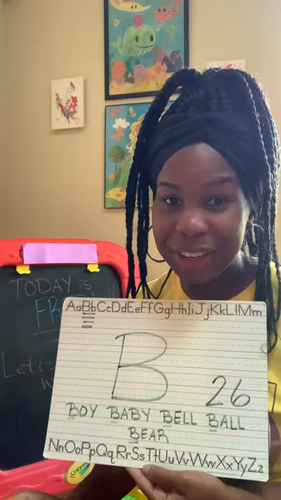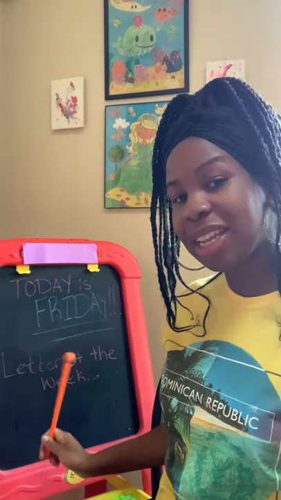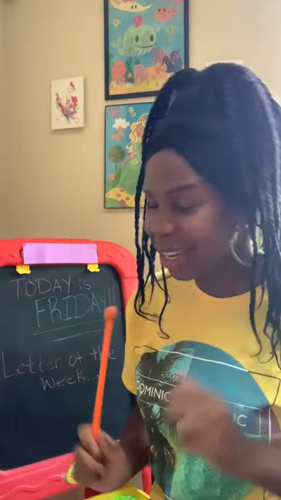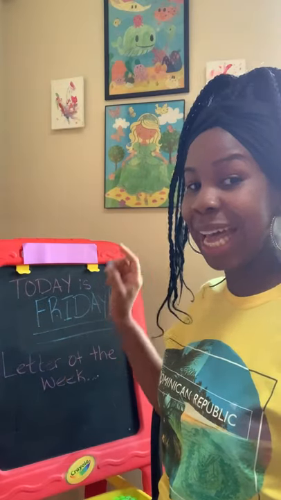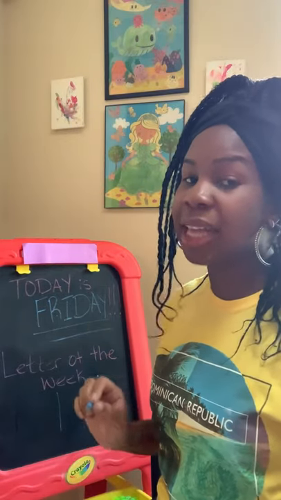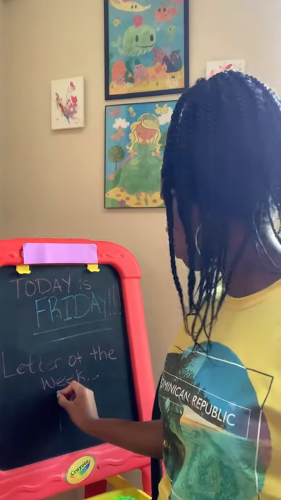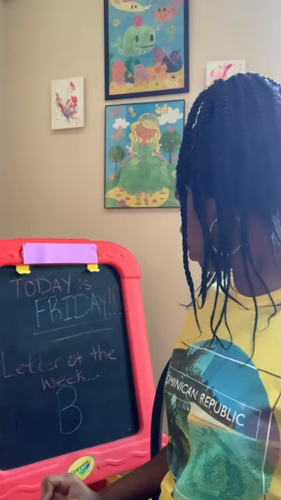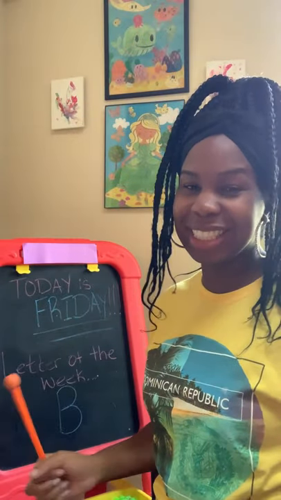All right, so now we get to go to our board and talk about the letter of the week again. And we get to practice writing our letter B, right? That's the fun part. We're going to draw a line down. One line down. And then the letter B has two bumps. Two bumps to the right. I'm gonna go one bump, and then we're gonna do another bump. Two bumps. B, B, B. All right, good job, everyone.